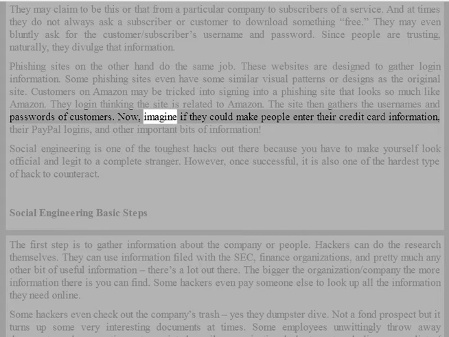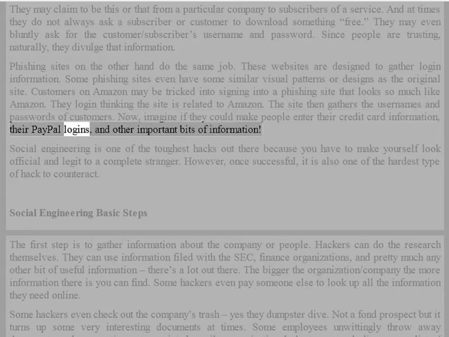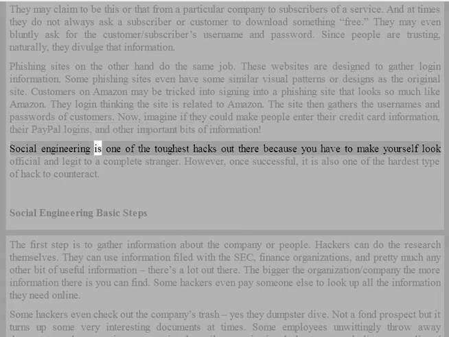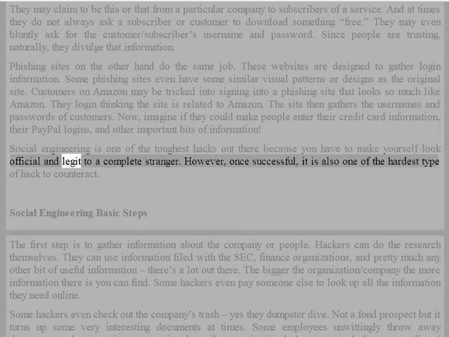Now, imagine if they could make people enter their credit card information, their PayPal logins, and other important bits of information. Social engineering is one of the toughest hacks out there because you have to make yourself look official and legit to a complete stranger. However, once successful, it is also one of the hardest types of hack to counteract.